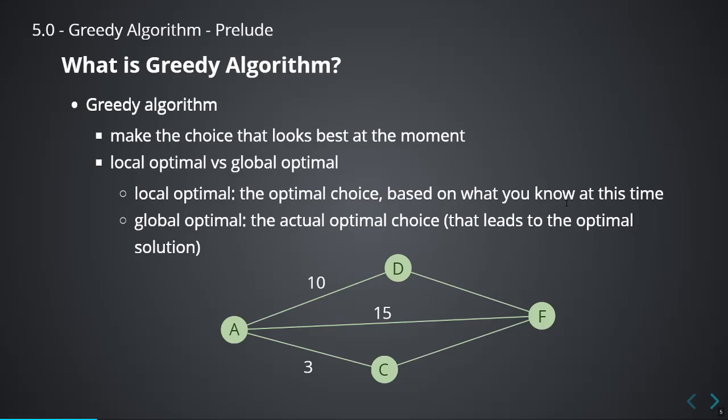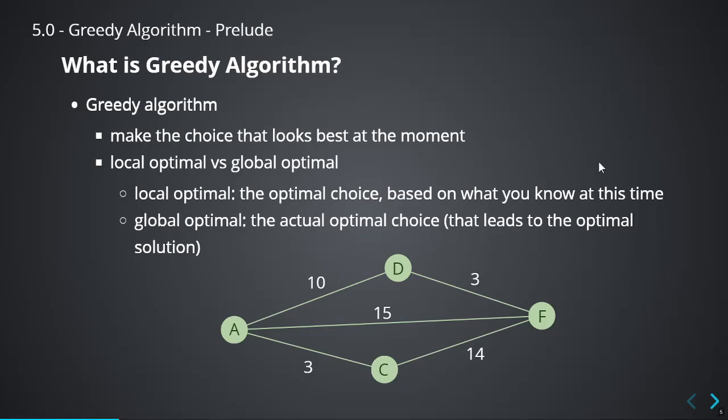Now, global optimal is different. Global optimal is the actual choice that will give you the optimal answer, the overall optimal answer. For example, in this graph here, what if it actually costs 14 to go from C to F, and it costs 3 to go from D to F? The cheapest route to go from A to F is actually going through D, A, D, F. That costs you only 13.